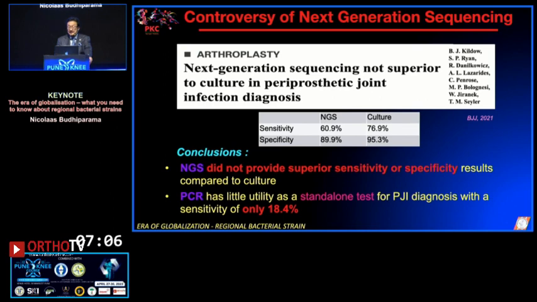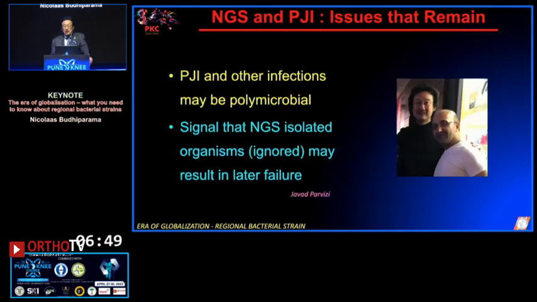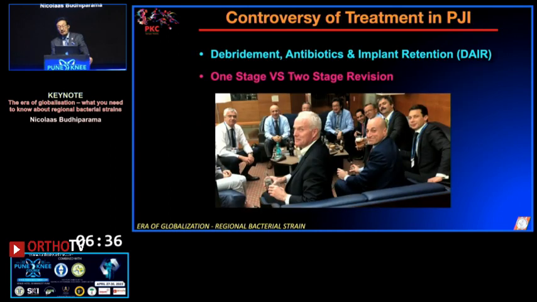But the controversy is this paper from Kildow shows that NGS did not provide superior sensitivity or specificity. And even the PCR standalone test is only about 18.4% sensitivity. So the issue that remains is that PJI and other infections may be polymicrobial, so a single NGS isolated organism may result in later failure.